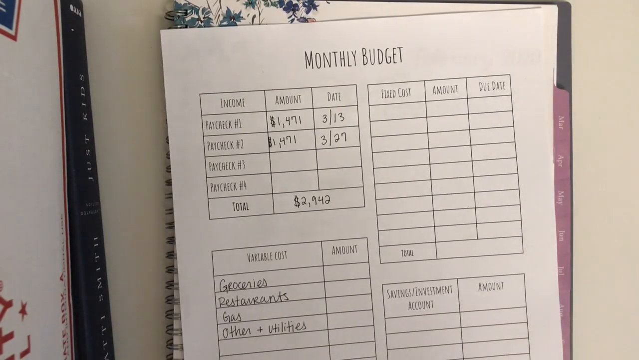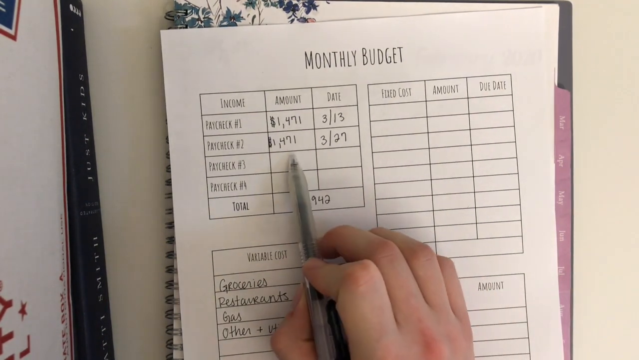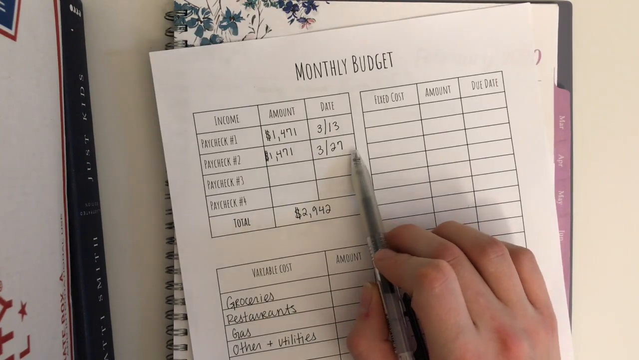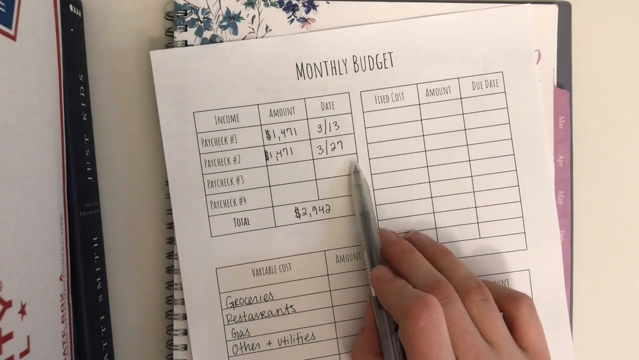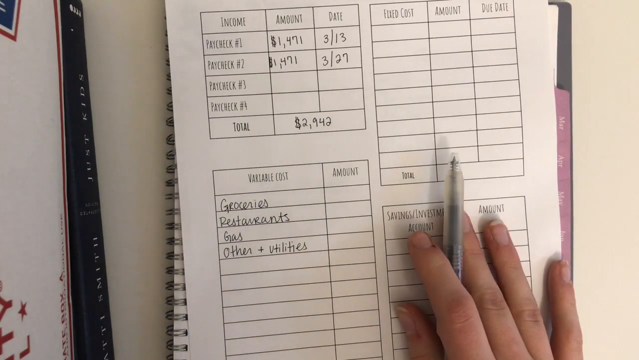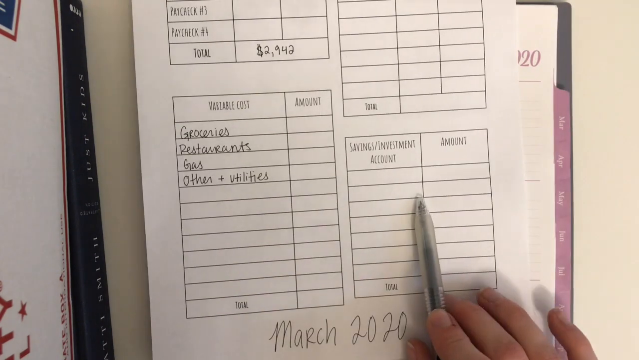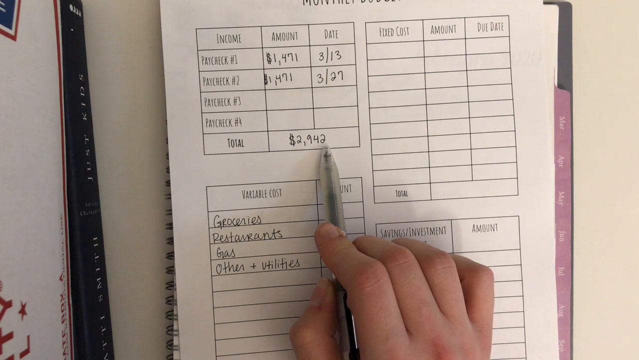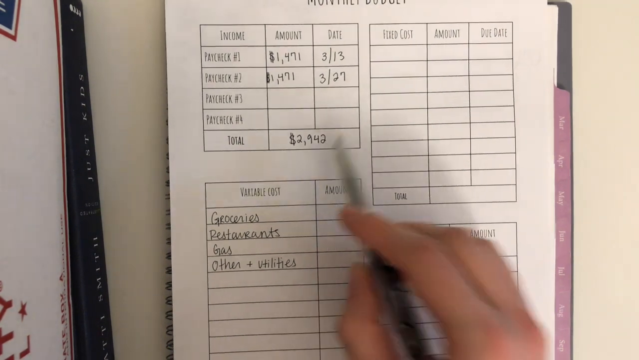So step one, as always, we're going to start with our income. I've already written mine down. It's the exact same every paycheck. And I wrote in the dates so that I know when I'll have access to that money. And I just totaled them up below. So once I filled out everything else, the fixed costs, variable costs, and savings, it should all add up to be the same or less than this main amount.